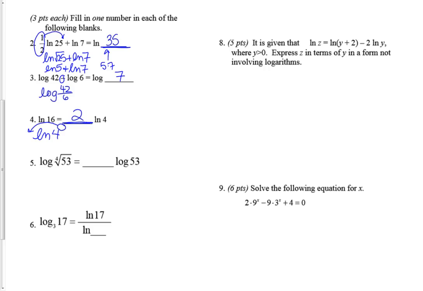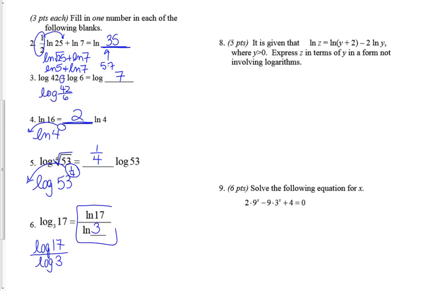On number 5, I have the log of the 4th root of 53. So we need to recognize in this one that the 4th root is the same thing as the 1/4 power. Then the exponent of 1/4 could be brought out in front, and that's our coefficient now of our logarithm. Number 6 is the change of base formula. If I wanted to put the log base 3 of 17 into a calculator that didn't have a log base function, I would need to do the log of 17 divided by the log of 3, which is the log of the base, or I also could have done that with natural logs instead, which is what was in the problem here. It's the log of what you're taking the log of divided by the log of the base.